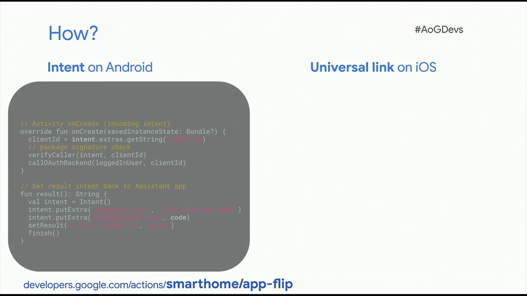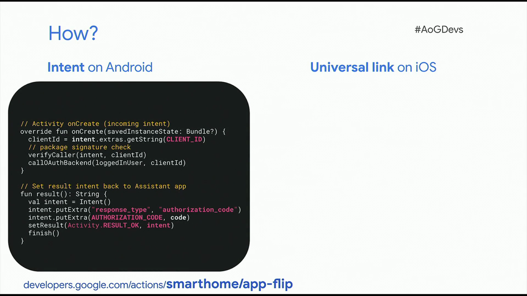So how does this work? We use intents on Android, and on iOS we use universal links. And this is just the basic way to do inter-app communication on these platforms. So let's look at a little bit of code. For Android, Google will send an intent into your app, launching the intent with start activity for result, which means that basically once you finish, there's an intent that gets sent back to Google.